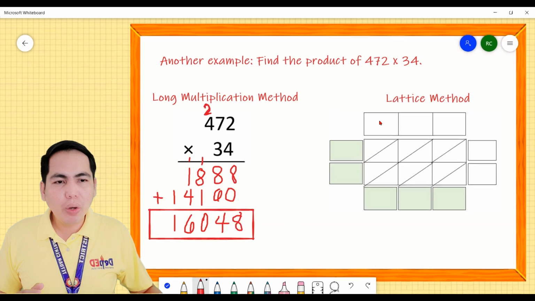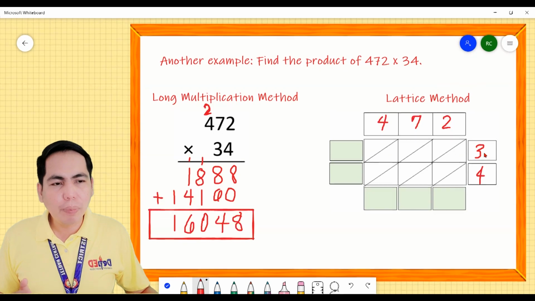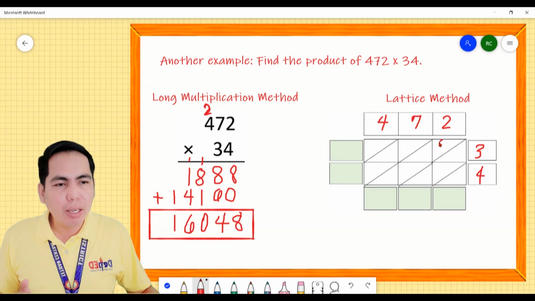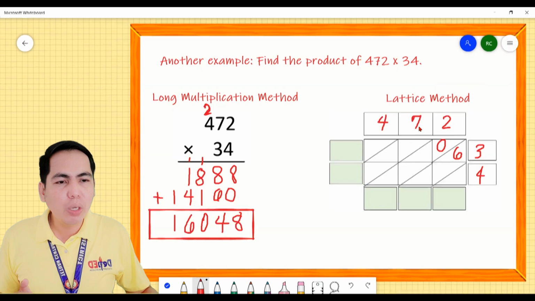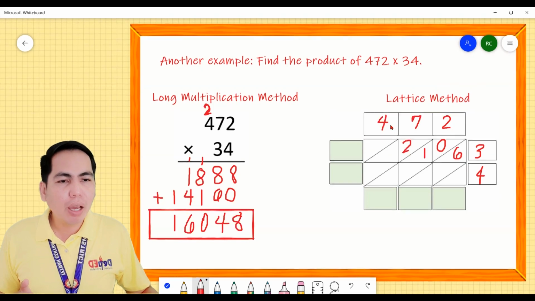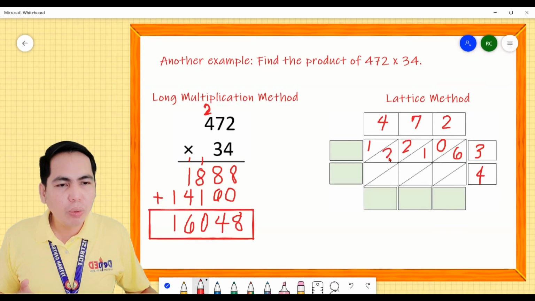So, again, we are going to write here the digits 4, 7, and then 2. While on this side, we have 3, and then we have 4. We will be starting to multiply the 3. 3 times 2 is 6. 0, 6. 3 times 7 is 21. 2 here and 1 here. 3 times 4 is 12. So 1 here and the digit 2 is here.